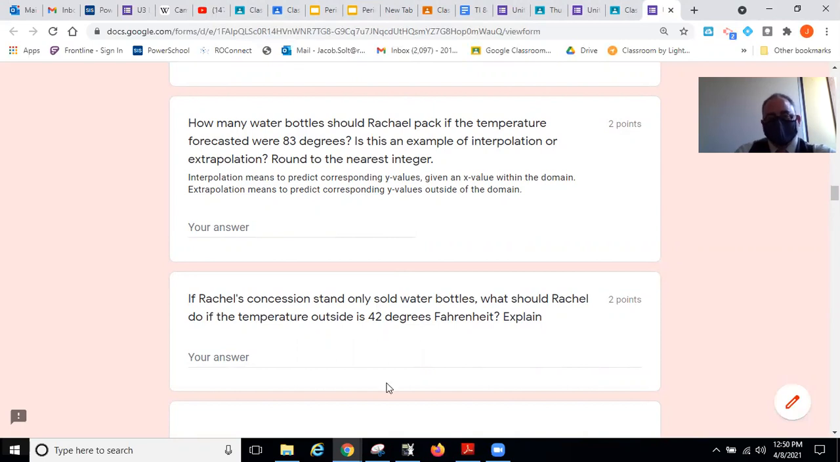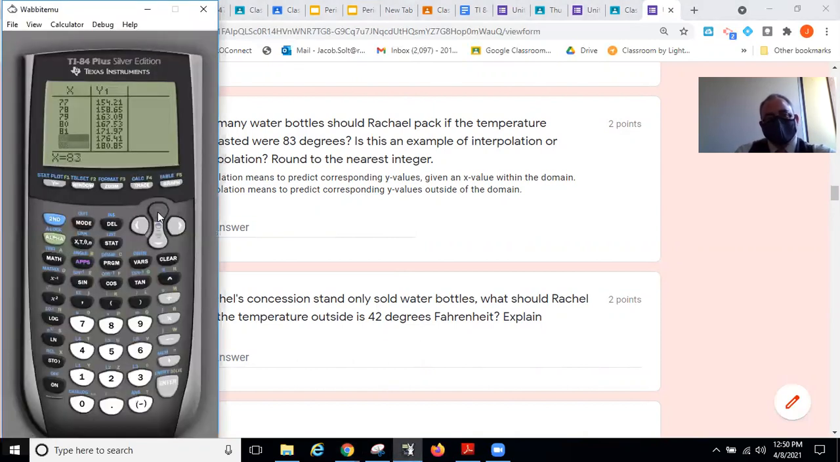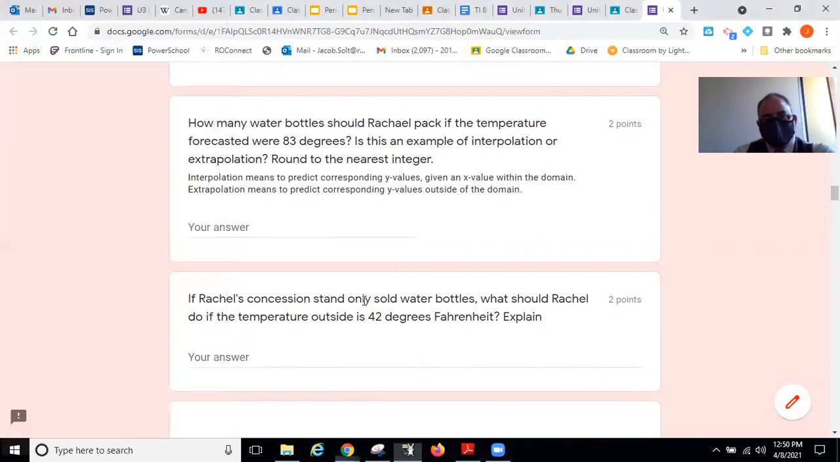What should she do if it's 42? All right, let's go back to our calculator. I'm going to look for 42 degrees Fahrenheit. When x is 42, 4.44 times 42 minus 187.67 gives me a negative number. It's actually negative 1.19. What should she do if it's 42 degrees out and she sells only water?